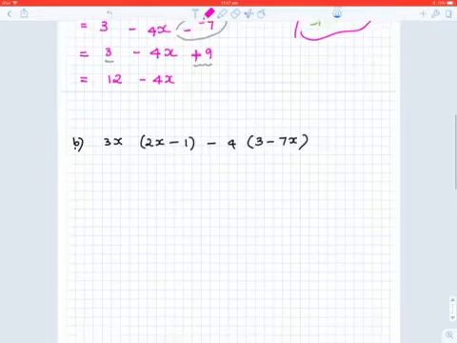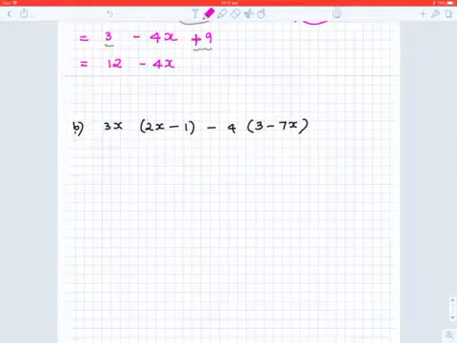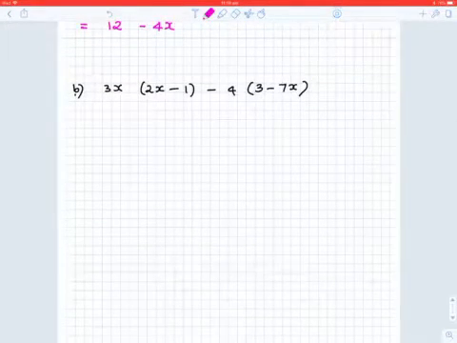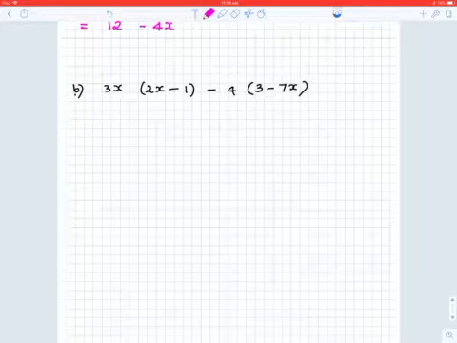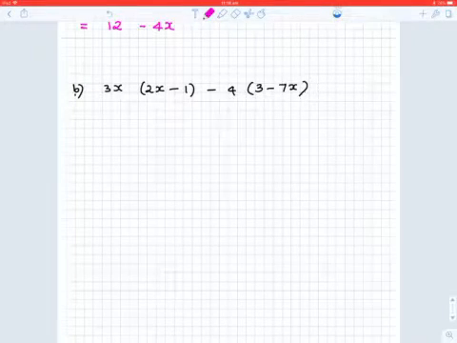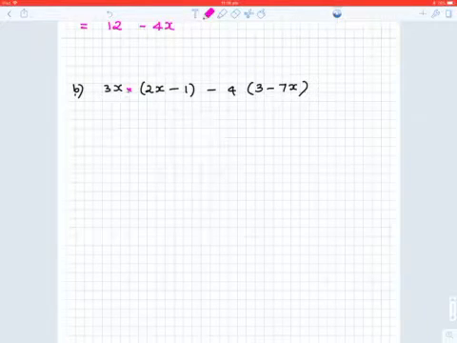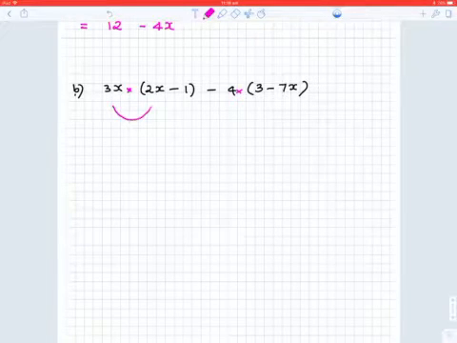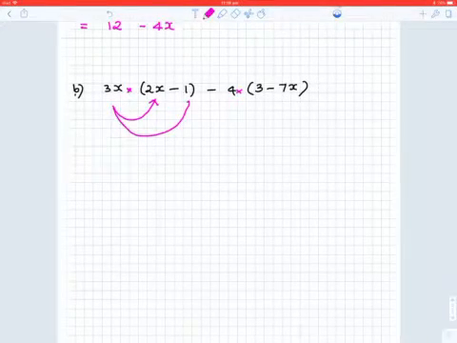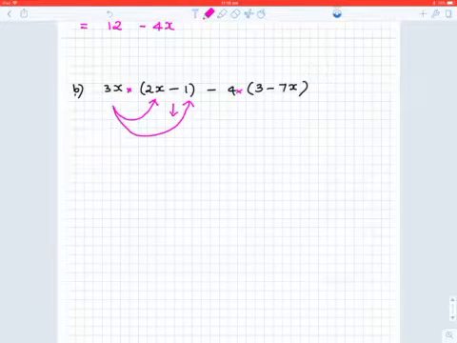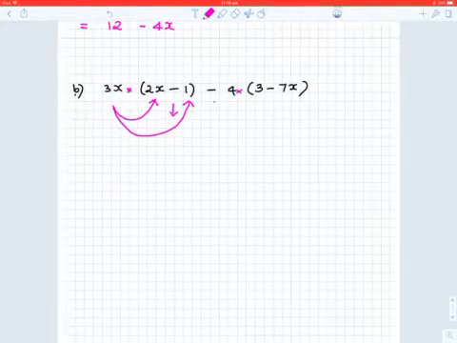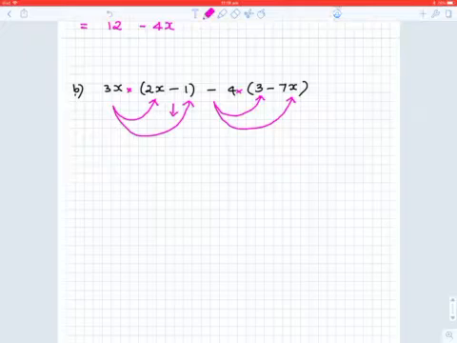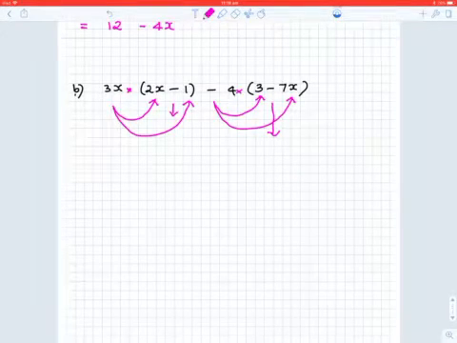Now, we do another harder question. The question is still expand and simplify. Always when you have a question, you must start with the times sign in between first. The next step is arrow going from this to this and this to this. And of course, the minus sign comes in the middle. Here, arrow goes from minus 4 to 3. Then arrow goes from minus 4 to 7x. This minus 7x comes here as well.